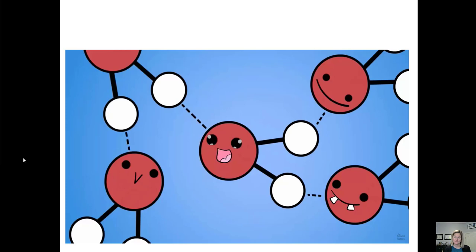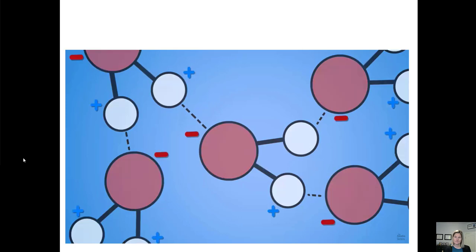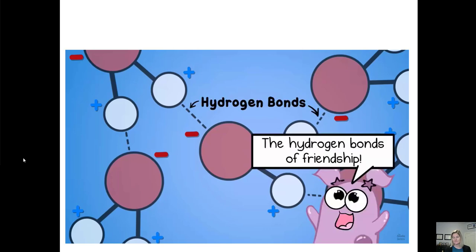Well, that means that other water molecules have an easy time bonding together. Why? Well, because the hydrogen of one water molecule with its slightly positive charge can bond to another water molecule's oxygen with that slightly negative charge. These bonds among the water molecules are hydrogen bonds, and these are the very bonds that allow water to have many of the properties that we're about to talk about.